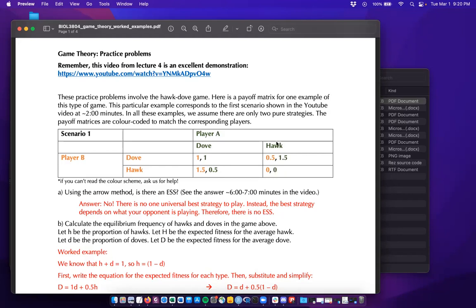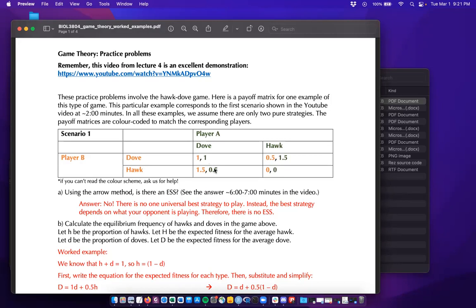If player A is playing hawk, the aggressive strategy, and player B is playing dove, then we're in this scenario here. What that means is that player B gets a little bit of a benefit, but player A gets the bigger benefit. So the payoff is +0.5 to B, but +1.5 to A. And this is a symmetrical game because when we look at the opposite scenario here, we see the same numbers, but flipped. So all together, we can see that this is a symmetrical game. That's what these matrices are telling us.